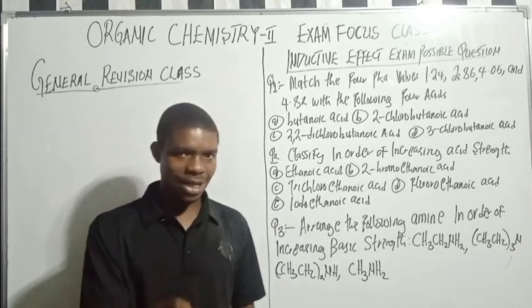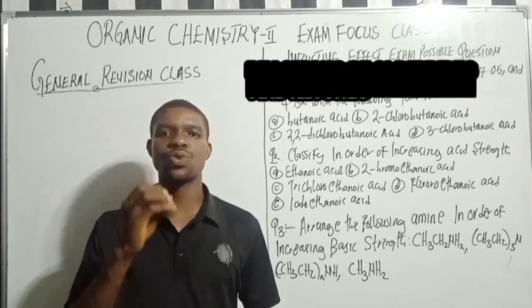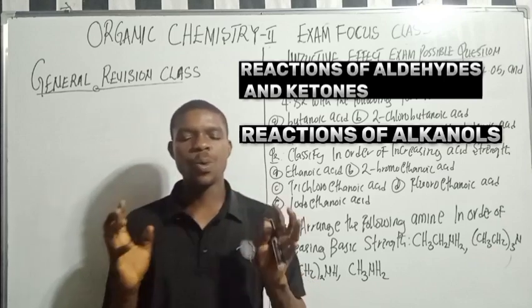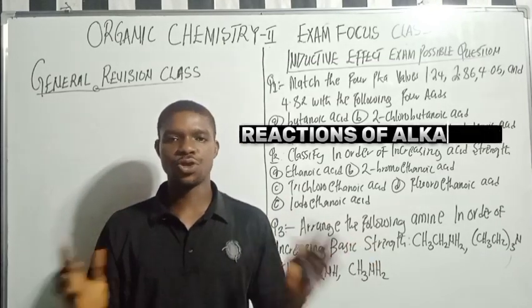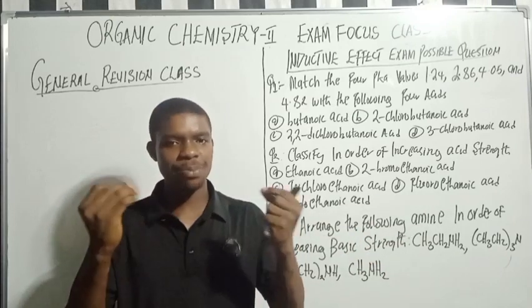After the optical isomerism, we are going to look at the reactions and possible exam questions when it comes to ketones, anhydrides, and alcohols. So this video is going to be a lengthy video, so you will want to stick to the end of this video. Now, I want this class to be very, very interactive.